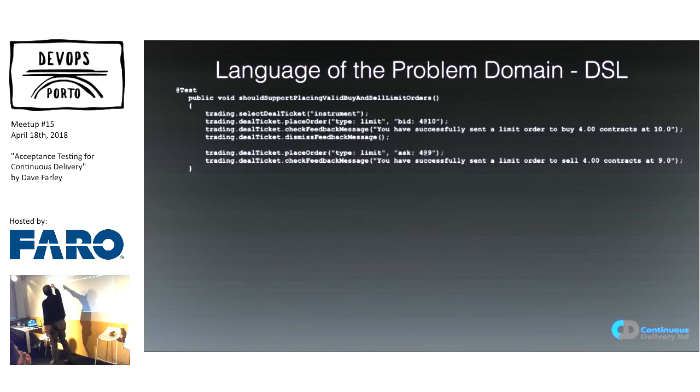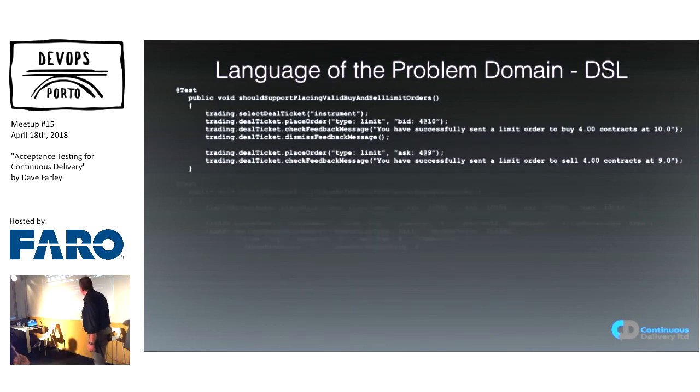So this is selecting a deal ticket. A deal ticket is a concept that's common for a particular instrument that we're going to trade in. We're going to place an order, check a feedback message, dismiss the feedback message, place another order, and check the feedback message again.